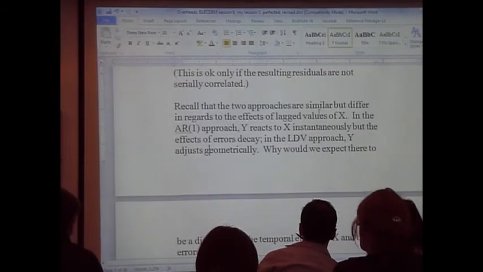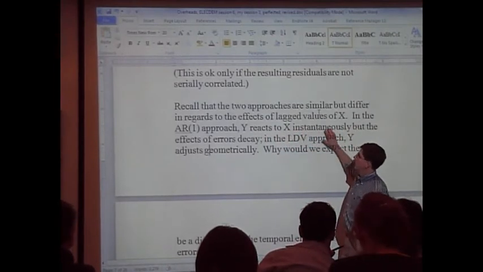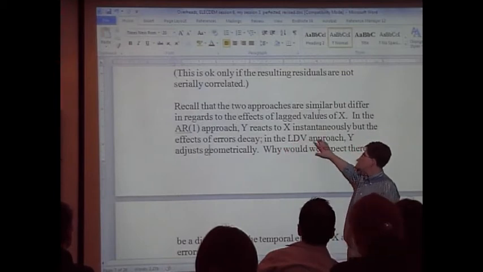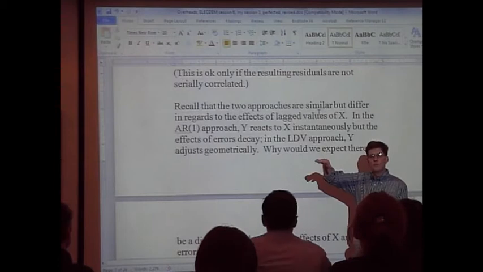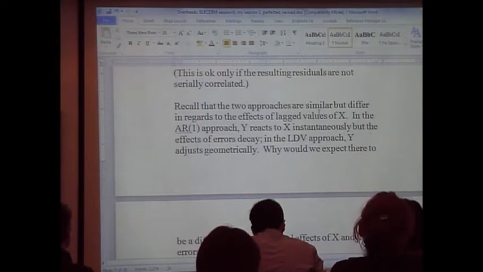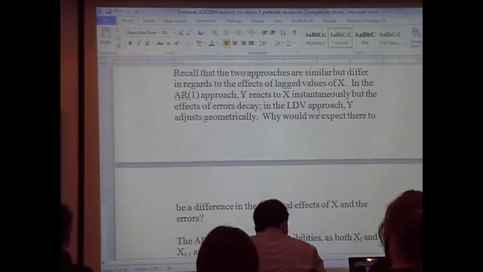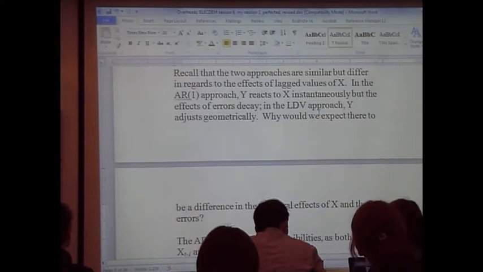As we've already discussed, with the AR1 approach, y reacts to x, and then the effects of the errors decay off. In the lag-dependent variable approach, y adjusts geometrically and equilibrates. Remember we've gone through this before? We went through this yesterday. It's the effect over 1 minus the lag parameter. Remember, 10 over 1 minus 0.8 was 50. But why would you expect there to be differences in the effects of x and the residuals, the errors?